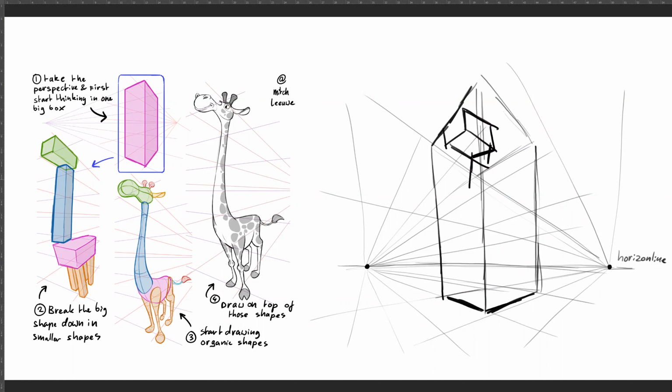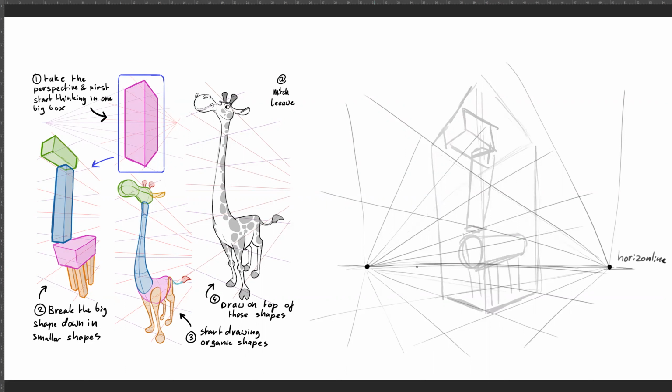Then here this is the neck, and then this is the body. We can also use a cylinder, and then here we have the legs. So if you have this, then that creates this sense of depth.